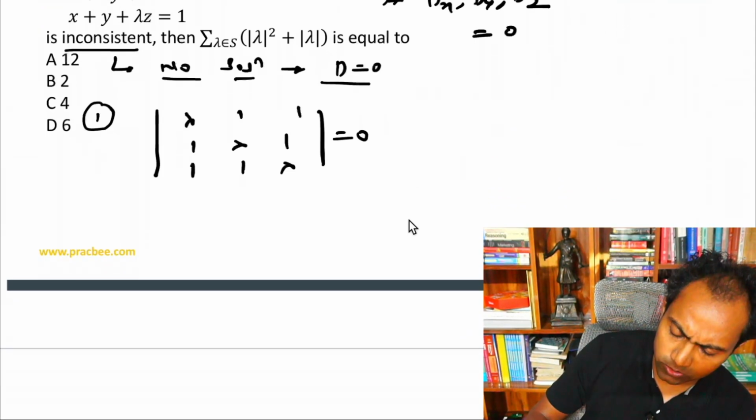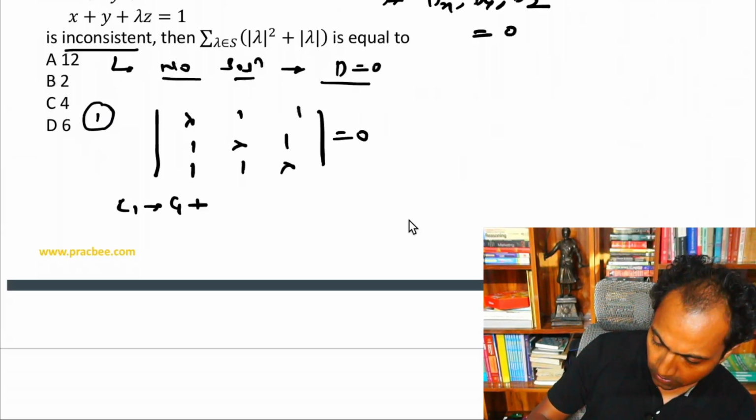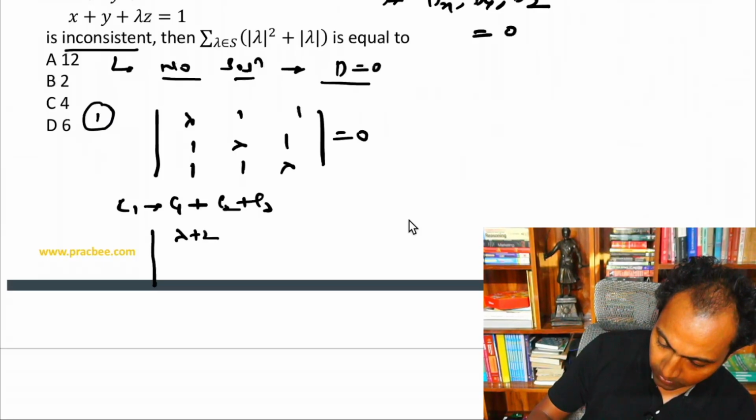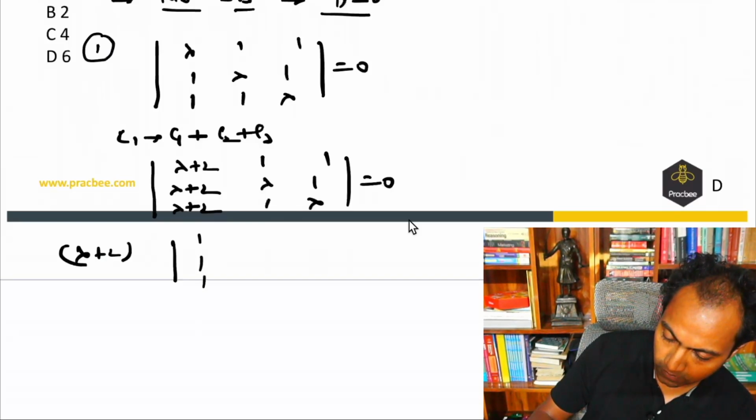We can use properties of determinants and apply C1 tends to C1 plus C2 plus C3. So this will become lambda plus 2, lambda plus 2, lambda plus 2, 1 1 lambda 1, 1 lambda is equal to 0. So lambda plus 2 can be taken as common. 1, 1, 1, lambda 1, 1, 1, lambda 1, 1 lambda.